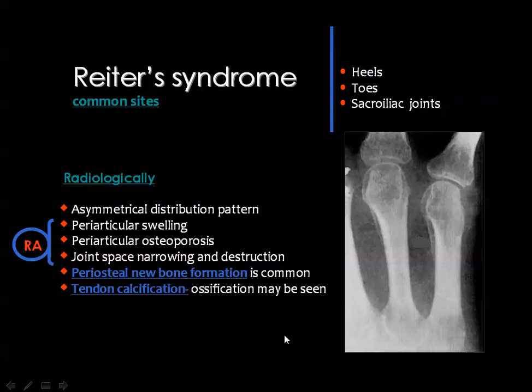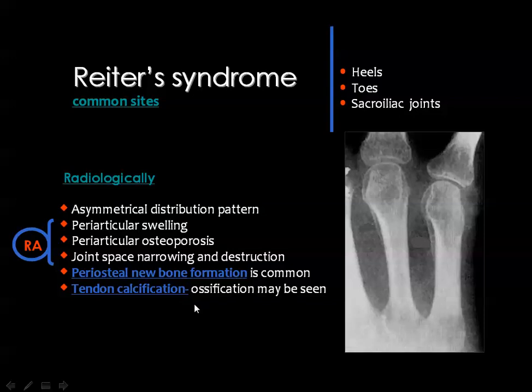Then the common sites for affection by Reiter syndrome are the heels, the toes, and the sacroiliac joints. And this syndrome also has some manifestations which may be seen in cases of rheumatoid arthritis, such as periarticular soft tissue swelling and juxta-articular osteoporotic changes, joint space narrowing, and destruction. But some of the manifestations of Reiter also include periosteal new bone formation, which is a common feature, as you can see here along the metacarpals.